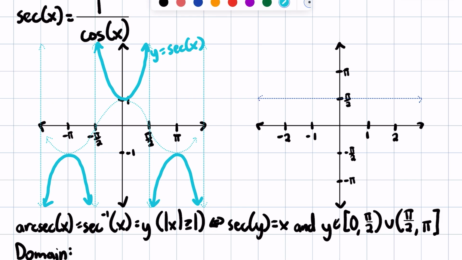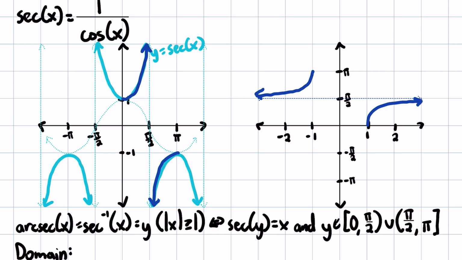Now, in order to make this invertible, it has to be 1-to-1 or injective. And so we need a restriction on the domain, which will become the range of arcsecant. So the restriction that we are going to choose is going to be between 0 and pi. So we're choosing this and then this. And so when we graph that, we're going to end up with something that looks like this.